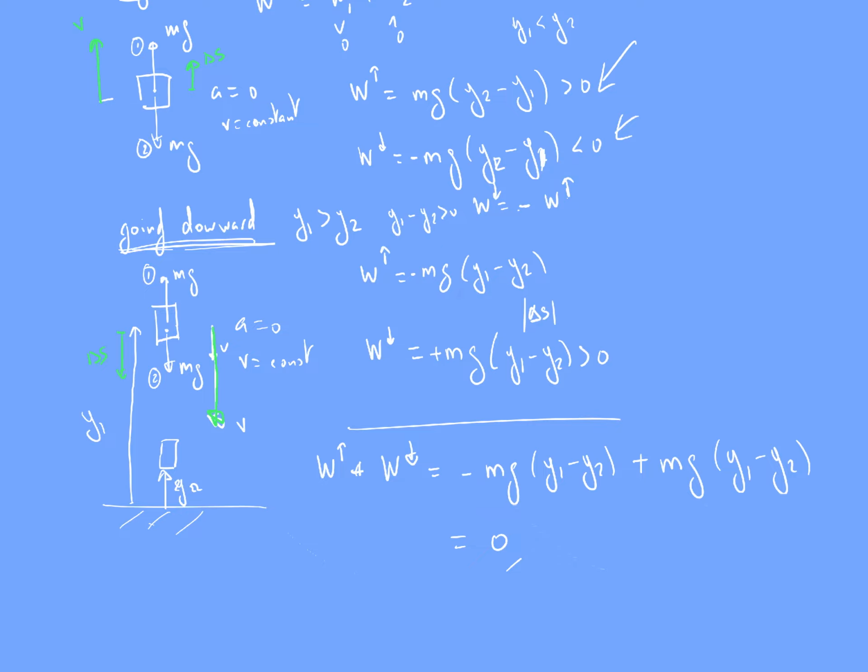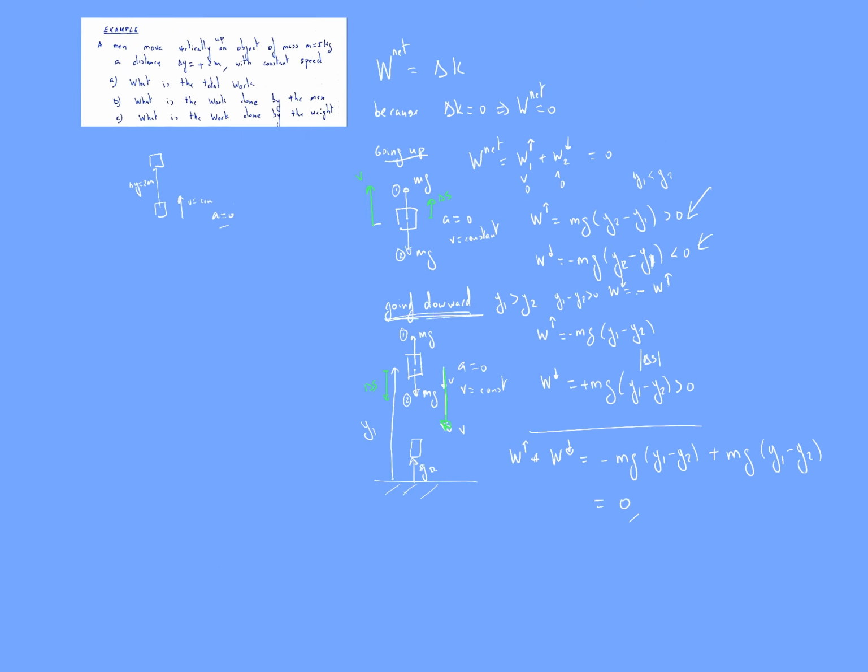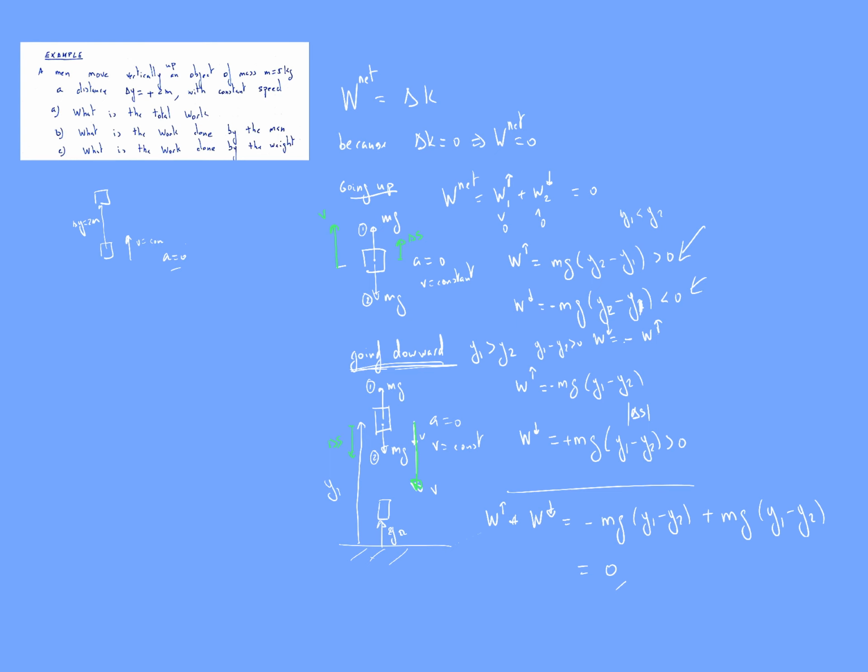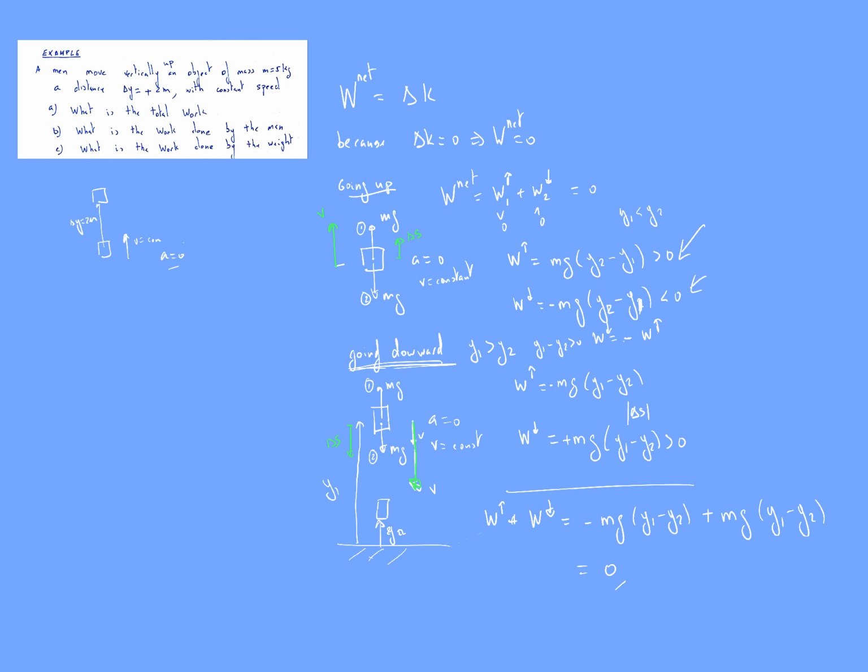Okay, I think that I finished the problem. So what is the work done by the man? The man does this force going up. So the work of the force going up is mg(y2 minus y1). Going up, this is the correct expression because y2 minus y1 is positive, and the work of the force that is going up is positive. And this force, the force mg, does a negative work.